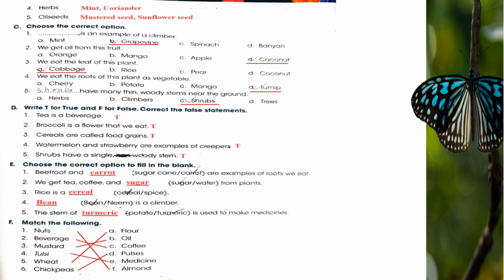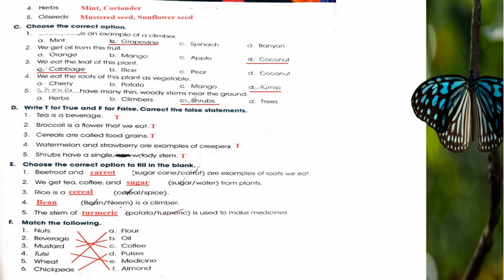Now see, choose the correct option. First, dash is an example of a climber. Options are mint, grapevine, spinach and banyan. Answer is grapevine. Grapevine is an example of a climber. Second, we get oil from this fruit. Options orange, mango, apple, coconut. Answer is coconut. We get oil from a coconut fruit.